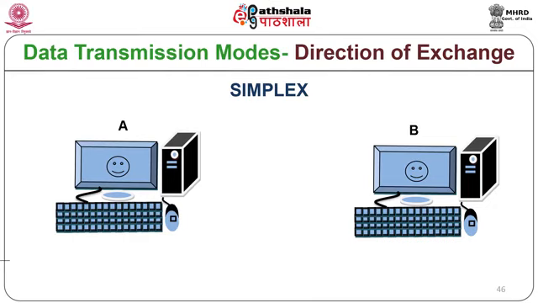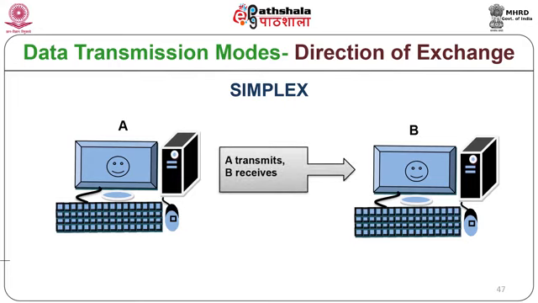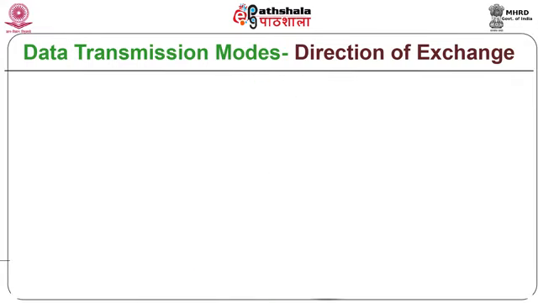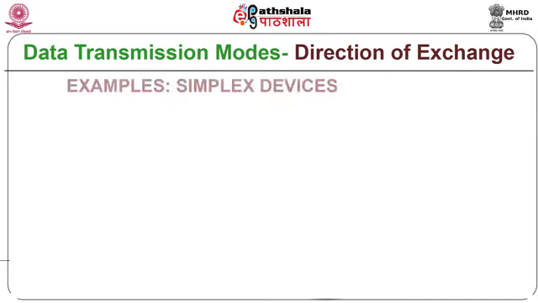As shown in the figure, A transmits and B receives. The direction of data signal is only in one direction, that is from A to B. This way of communication can also be called unidirectional or one-way communication. Simplex circuits are analogous to escalators, doorbells, fire alarms and security systems. Let us now see some of the examples of simplex communication.